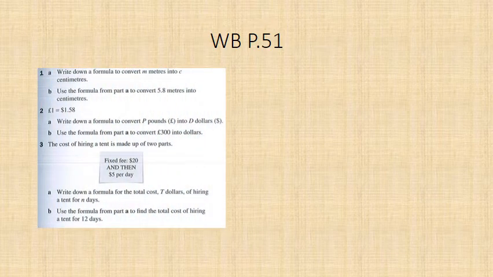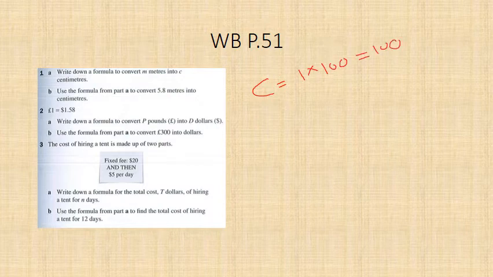Here in workbook page 51, these are the questions. Let's start with question number 1 here. He needs me to write down a formula to convert m meters into c centimeters. So I know that every meter has 100 centimeters. If I want to convert meters into centimeters, it's very easy and simple. If I say 1 meter, and I want to change the 1 meter into centimeters, I will multiply it by 100. So 1 times 100 equals 100 centimeters.